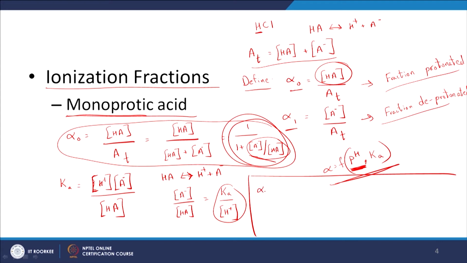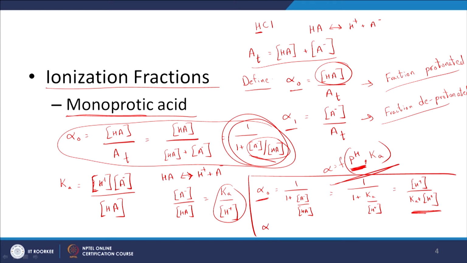So, more or less alpha naught, which was earlier 1 plus A minus by HA, concentrations of A minus and HA obviously, is going to be equal to 1 by 1 plus Ka by H plus, and that is going to be equal to concentration of H plus by Ka plus H plus. So, as you now see, alpha naught is a function of pH or H plus and a constant Ka. So, for a given compound or monoprotic acid, you can calculate alpha naught.